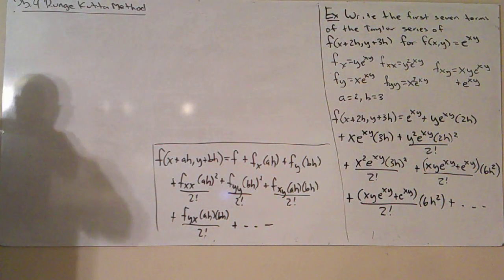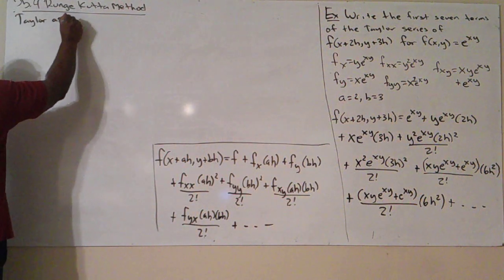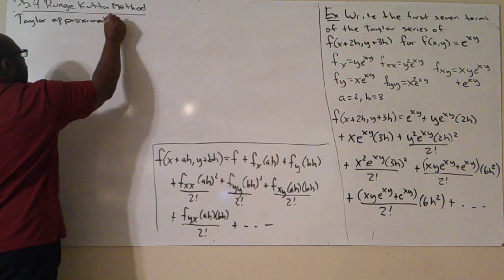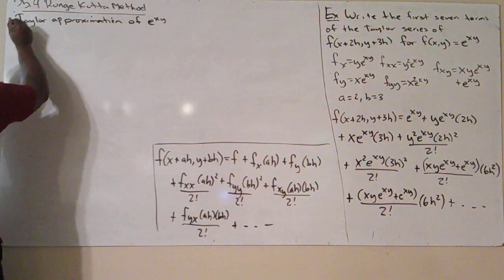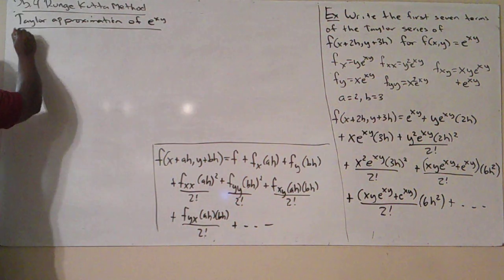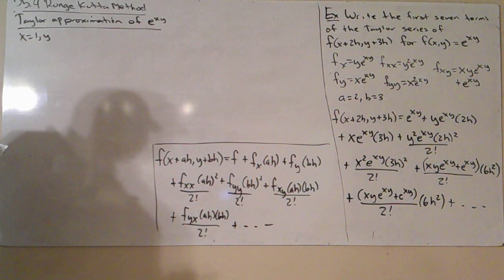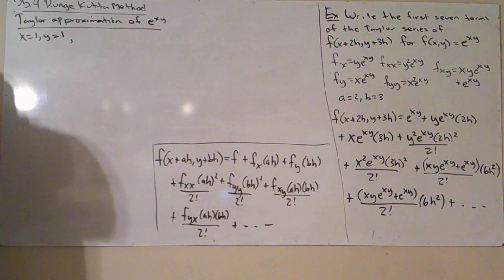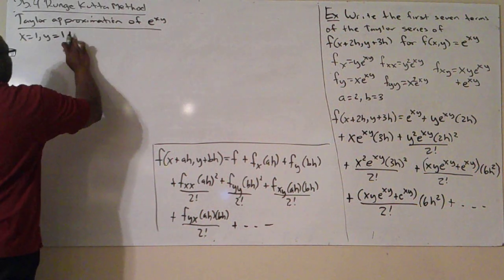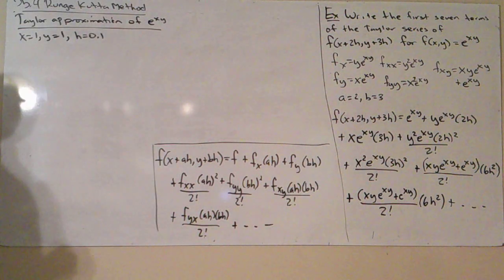Now, if I wanted to, I could say, well, a Taylor approximation just using the first 7 terms. Let's say x is equal to 1, y is equal to 1, h equal to 0.1. Okay. You can do that.